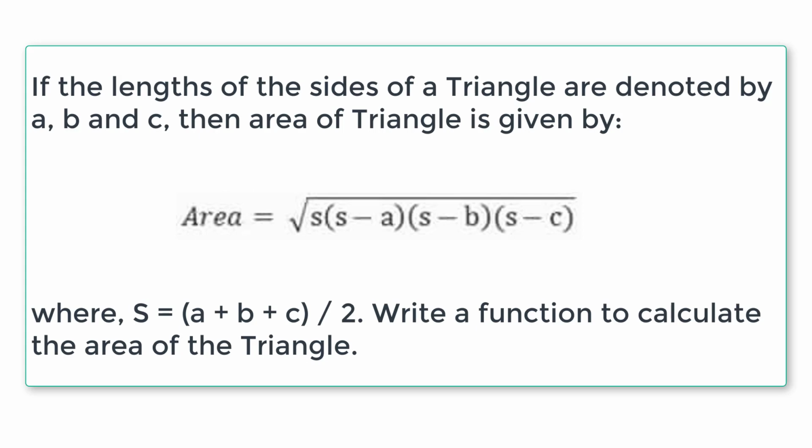If the lengths of the sides of a triangle are denoted by A, B and C, then area of a triangle is given by area is equal to square root of S into S minus A into S minus B into S minus C. So this is called Heron's formula or Hero's formula, where A, B, C are three sides of the triangle. So values for A, B, C will be input by the user according to this problem statement, where S is equal to (A plus B plus C) divided by 2. So S is semi-perimeter here.